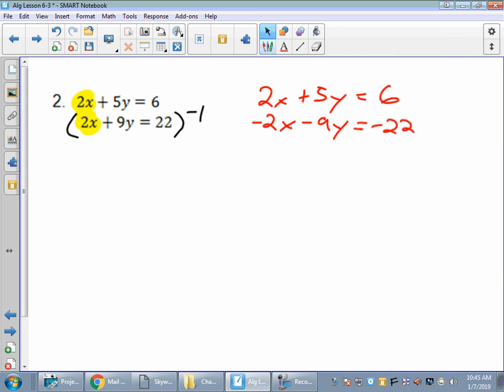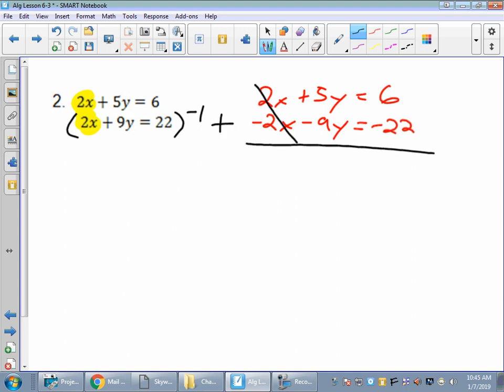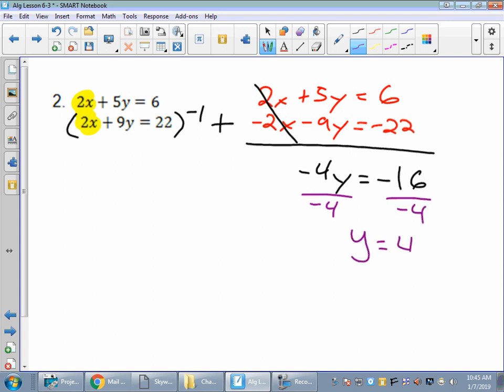So now when we look at this, we can add vertically here, and we can see that these x's are going to eliminate. They're gone. And now we've got a 5y and a negative 9y. Gives us a negative 4y. And then the equal sign. And here we add these, 6 and negative 22, and you get a negative 16. From here, we know how to solve this. We just divide by a negative 4. And we know that y equals 4.